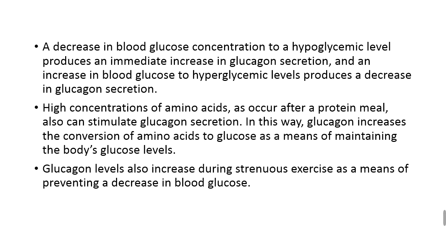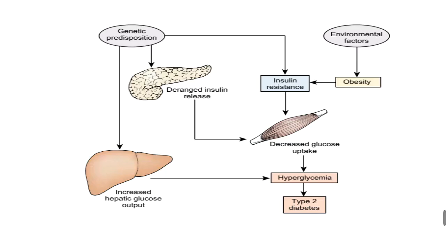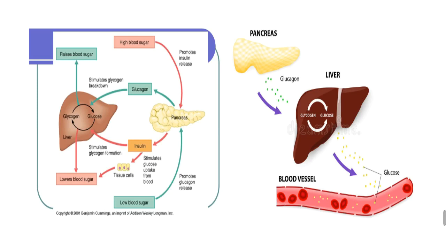High concentrations of amino acids as occur after a protein meal can also stimulate glucagon secretion. In this way, glucagon increases the conversion of amino acids into glucose as a means of maintaining the body glucose level. Glucagon levels also increase during strenuous exercise as a means of preventing a decrease in blood glucose. These are some figures that illustrate the action of insulin and the glucagon.